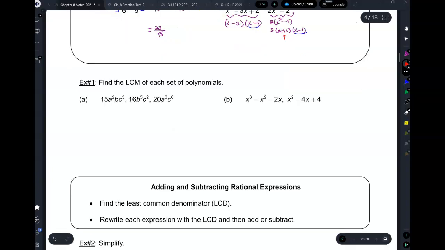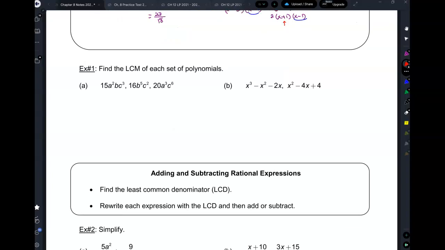So let's take a look at here. What is going to be the LCM of these? So first, let's do the fraction. Let's do the coefficients. This is a 15, which is a 3 times 5. This is a 16, which is 2 to the 4. This is a 20, which is 5 times 4, which is 5 times 2 squared. Yeah? Okay. So now, take a look. I have a 3, I have a 5, and I have some 2's, correct?